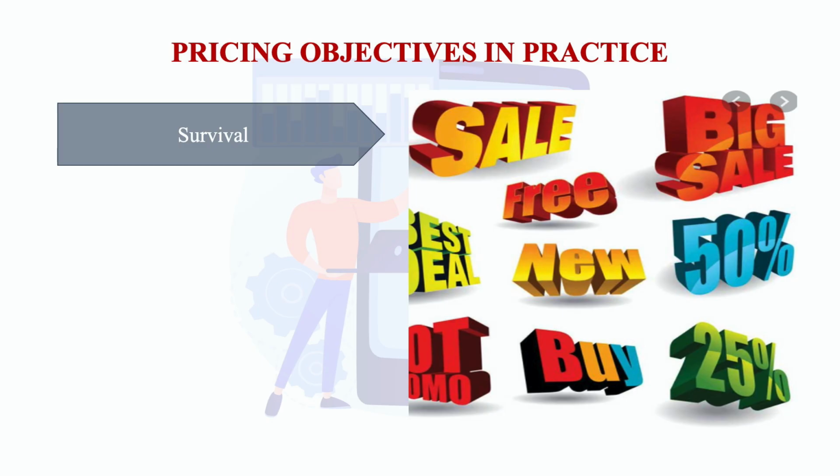In actual practice, what are the different kinds of pricing objectives you have? The most basic objective of pricing under certain conditions is survival. There are times when you want to just stay in the market and not be ousted from it, or you are just a new player and you want to find a ledge to stand on in the market and offer things initially at a lower price so that you can survive in the market.